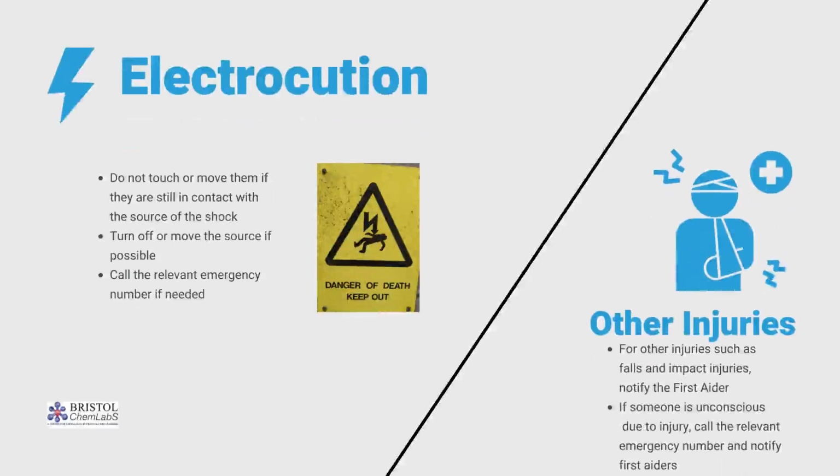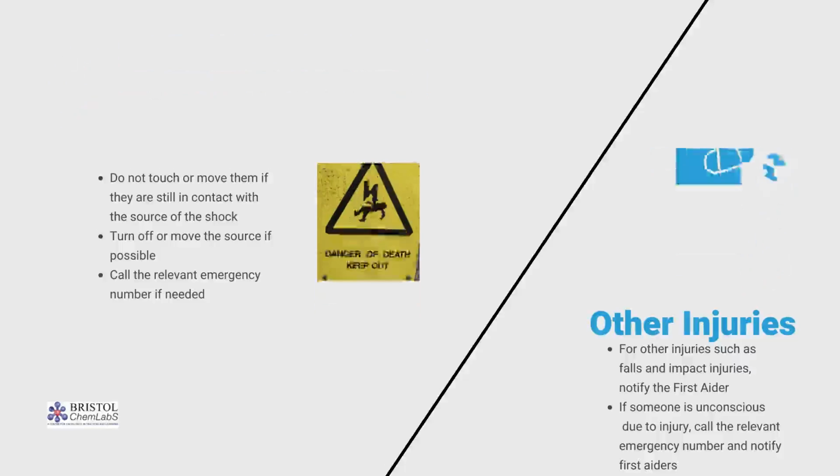If someone has been electrocuted, be sure not to touch or move them if they are still in contact with the source of the shock. Try to turn off or move the source if possible, and call the relevant emergency number if necessary. If someone has fallen or received an impact injury, you should notify the first aider. If someone is unconscious, you should call the relevant emergency number and notify the first aider.